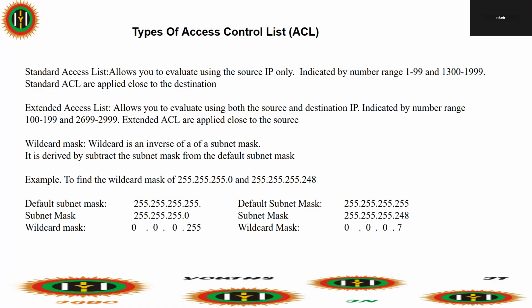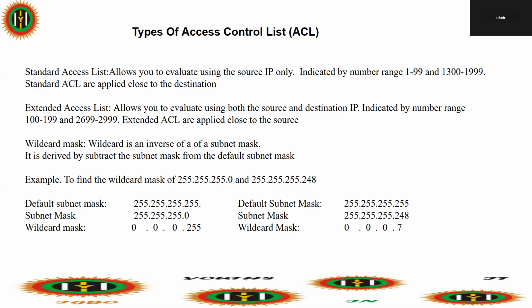So it is derived by subtracting the subnet mask from the default subnet mask. When we say default subnet mask, it is 255.255.255.255. That's the default subnet mask. So if I give you /24 and say, give me the wildcard of /24, you just have to subtract it from the default one, like we have here. The example here, we have find a wildcard mask of /24 and /29.